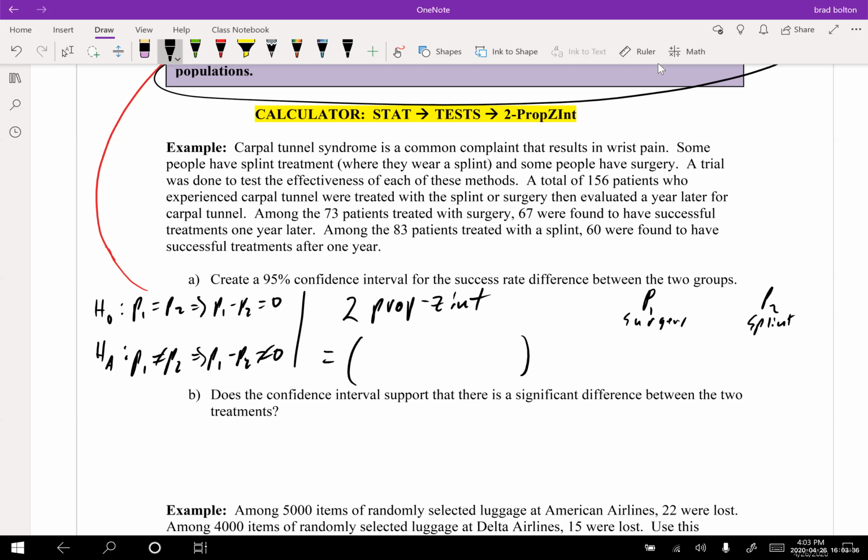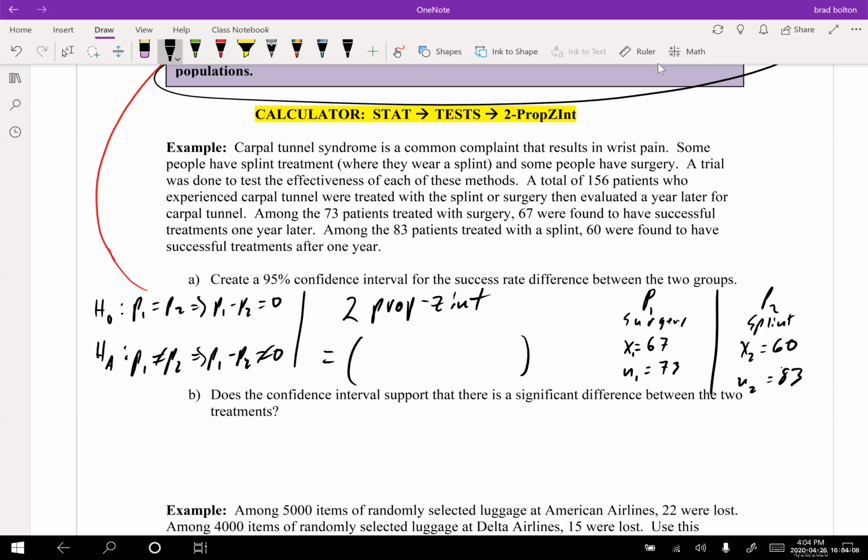So let's see here. X equals 67. And so this is X1 and N1 equals 73. Okay, so 67 of the 73 were successful surgeries. And then it says 60 out of the 83. So X2 is equal to 60 had success, over N2, out of the 83. And again, I'm just writing down information from the problem, okay?